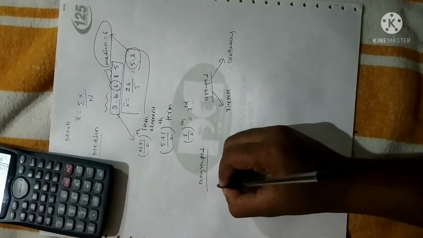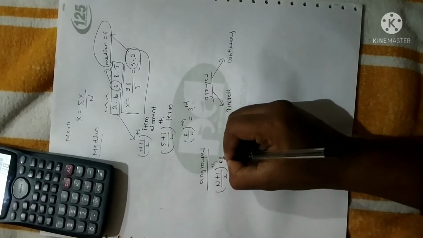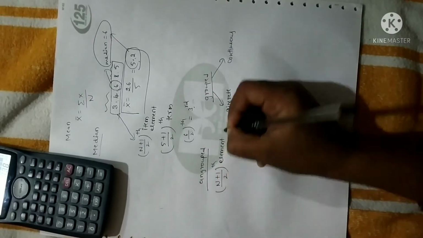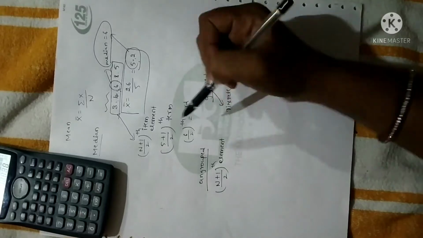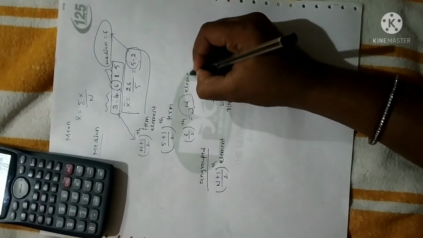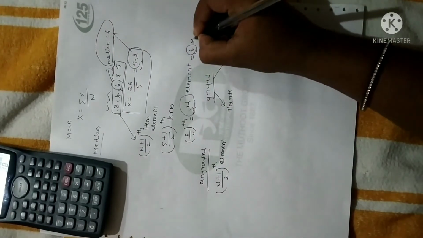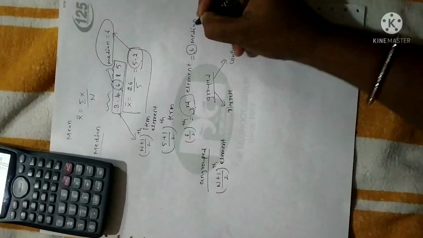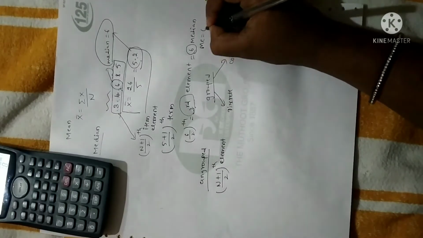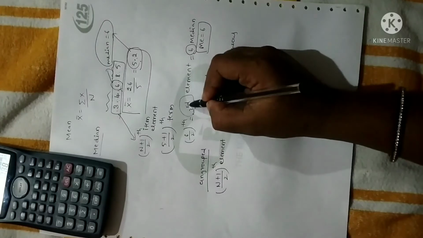To find the median of ungrouped data, it is n plus 1 by 2th item or element or term. Remember, since here 6 by 2 is 3, it is the third element, but 3 is not the median. The third element here is 6. So 6 is the median. Sometimes we denote the median as ME. So the required median in this problem is 6, but it is not 3.